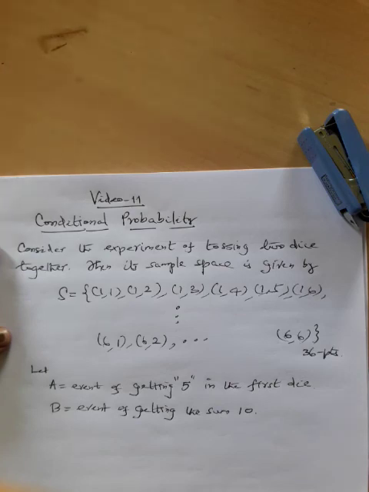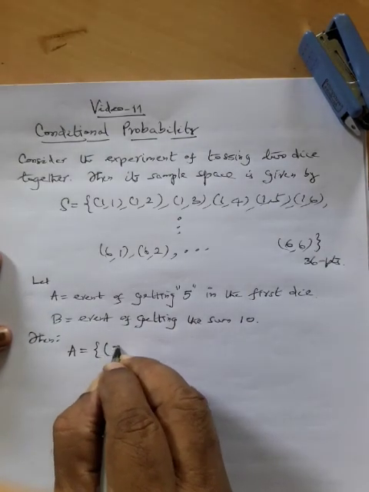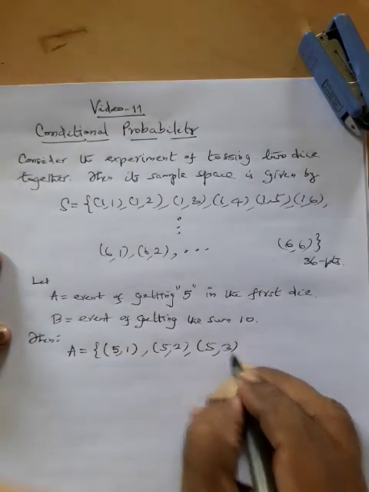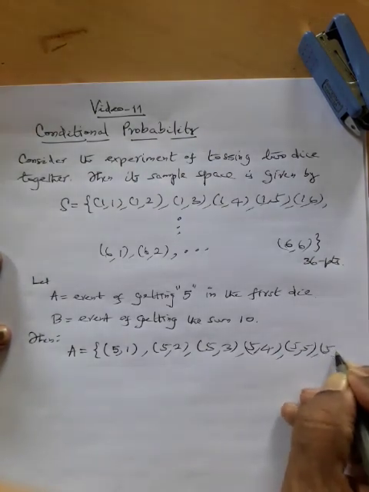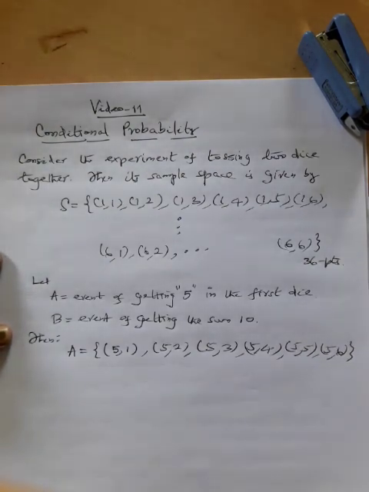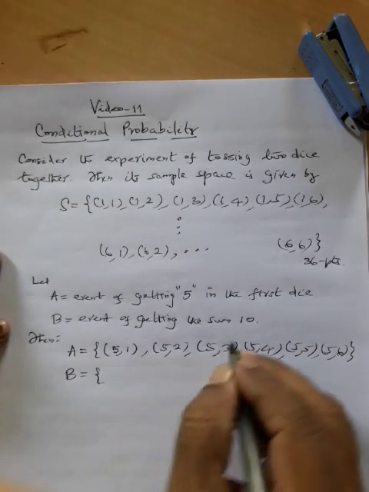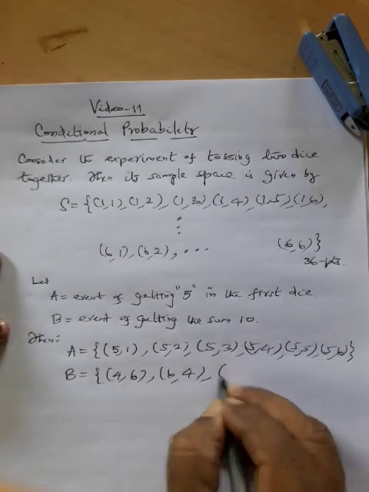Because we are throwing two dice, getting the sum, then what is our A? A is the set consisting of getting 5 in the first die, which means 51, 52, 53, 54, 55, 56. So there are 6 points in A. Then B is the event of getting the sum 10, which means 46, 64, 55.